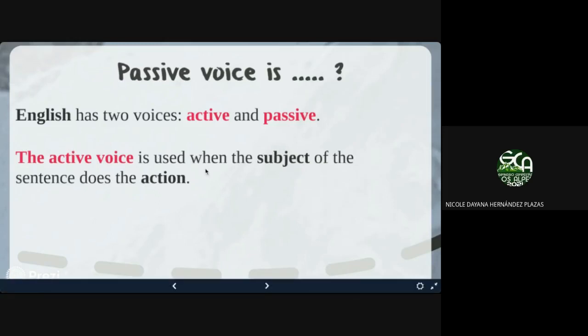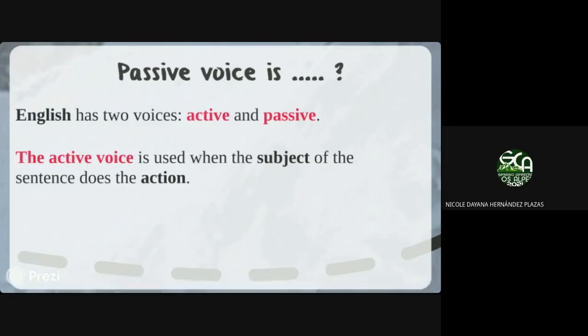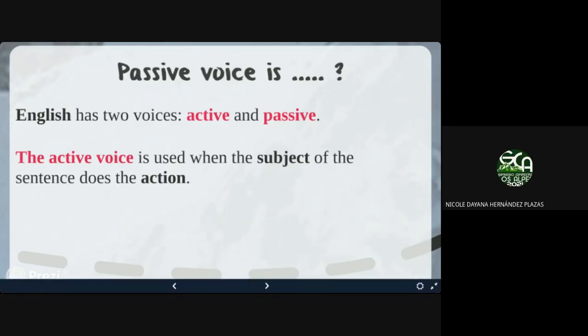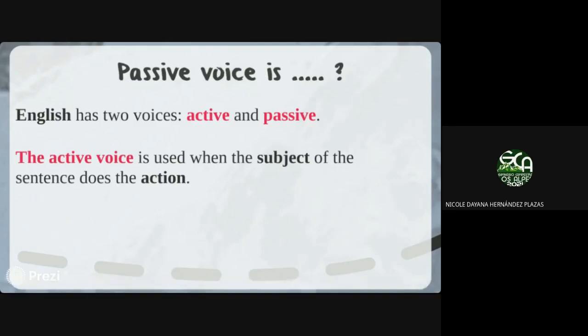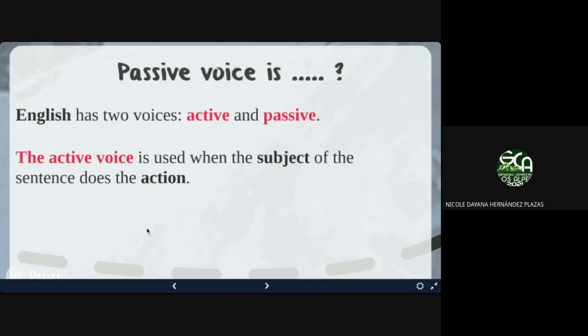When you talk about active voice, that means that the most important thing of your sentence is going to be the subject. It's going to be the person or the thing that is making the action. For example, my mother writes a letter. If I say that my mother writes a letter, the most important thing in this sentence is the fact that it's my mother, the one who is writing the letter. Can you see? That is active voice.